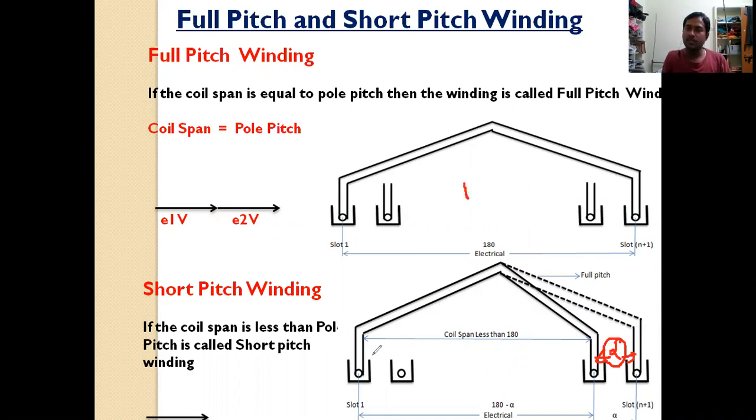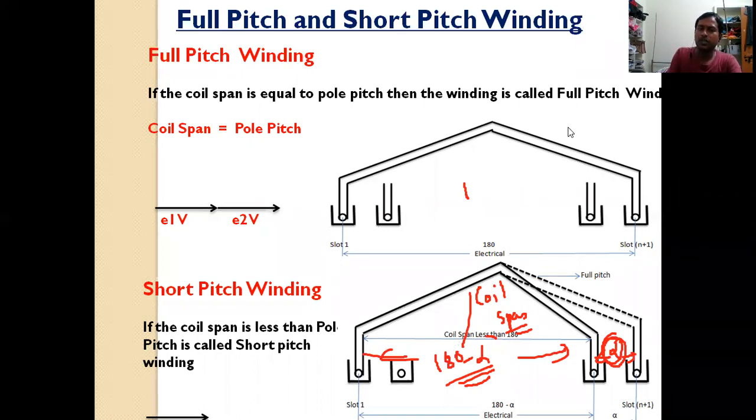So actually, this gap in total is 180. I removed alpha. This is alpha. So this is nothing but the coil span now. The coil span now is 180 minus alpha. Alpha may be 20 degrees, 10 degrees. I'm shortening the distance. That is nothing but a short pitch.